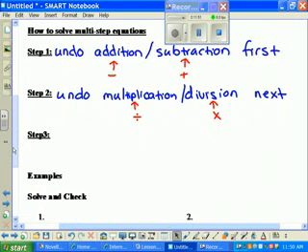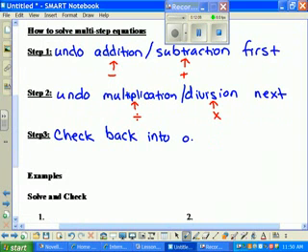Step 3? What do you think step 3 is? We've been solving the equations and then doing what? Check. Yeah, so check back into the original. That's our last step. Make sense? Okay, so the first thing we're doing is undoing addition or subtraction, then multiplication, division, and then checking. We're good with that?